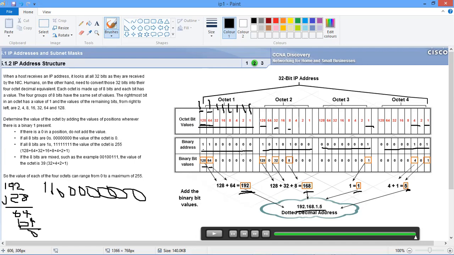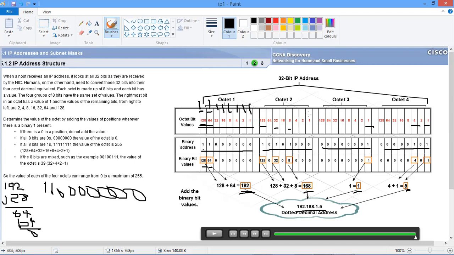So if I want to convert the other one, which is 168, I'm converting 168. I'll just check the utmost bit is what? 128. This is 1 here, this is 1 here, this is 1 here, 1 here, 1 here, 1 here, 1 here.